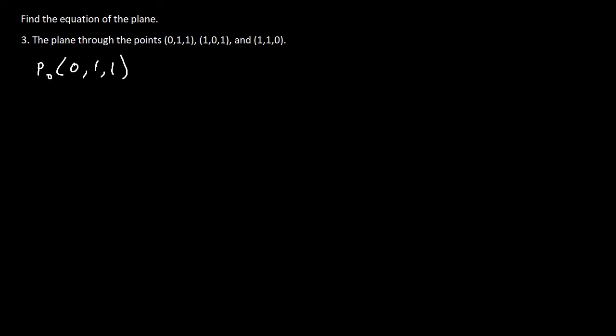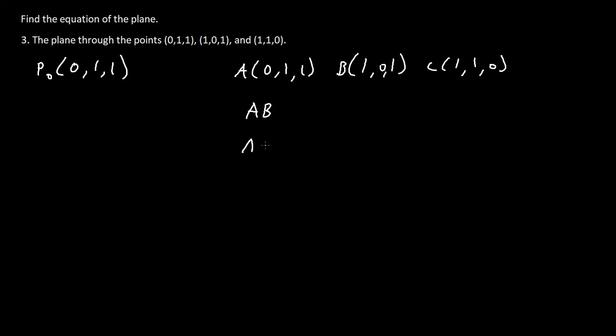Well, what can we do with these 3 points? So I'm going to go ahead and label point A as 0, 1, 1, point B as 1, 0, 1. Let's just call point C then 1, 1, 0. Now with these 3 points, I can create 2 different line segments. Let's create line AB, and also line AC. And remember, we can represent line segments with vectors. So then we'll label it vector AB and vector AC.